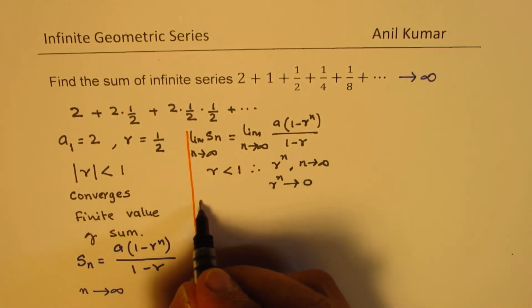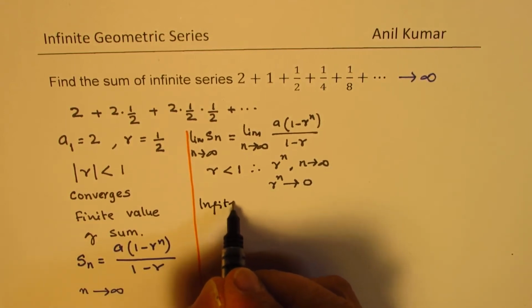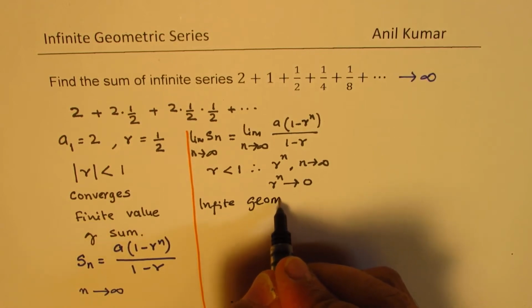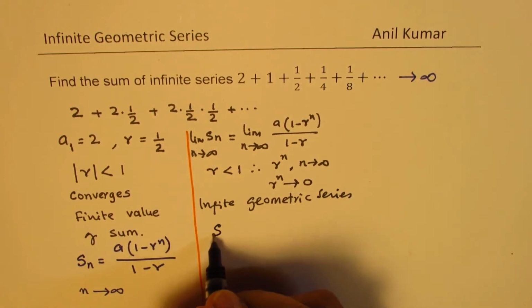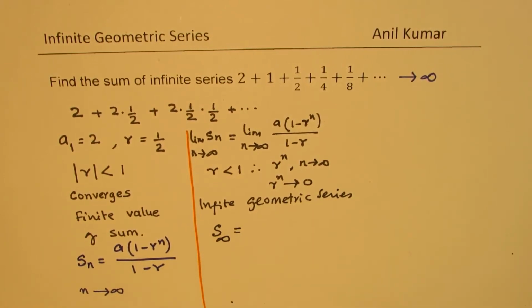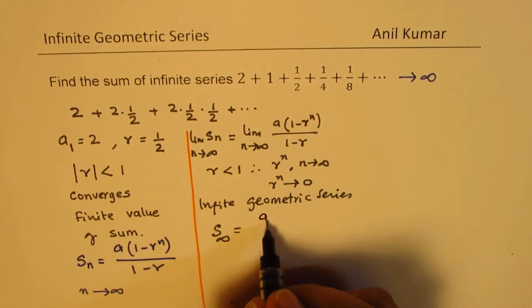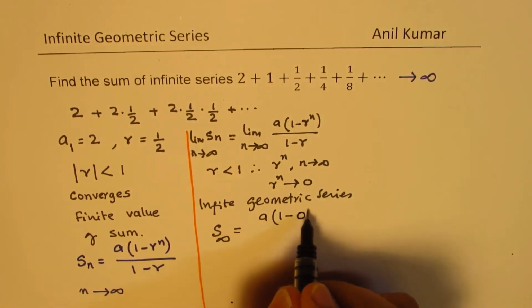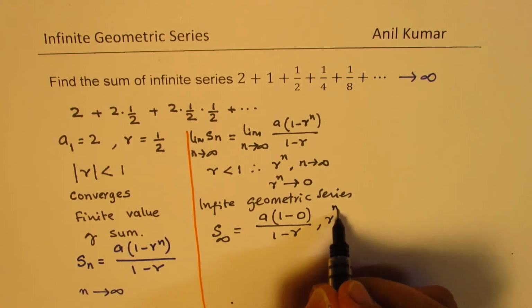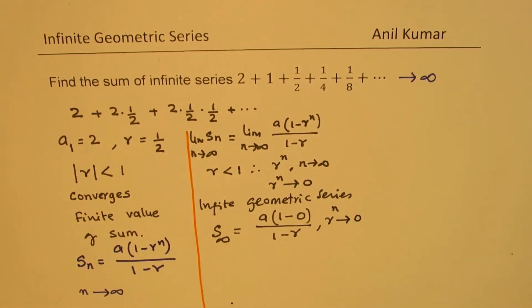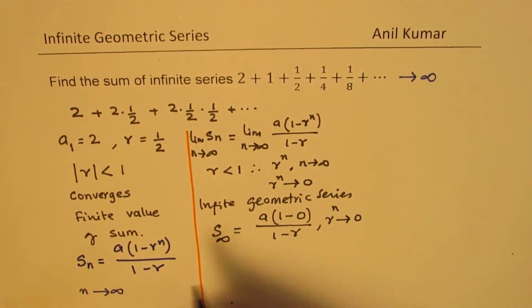Therefore, for an infinite geometric series, the sum of infinite terms we can write like this will basically be a times 1 minus 0 over 1 minus r, since r to the power of n approaches 0. You get the idea. And therefore, we get our formula for infinite series, which is very simple: a over 1 minus r. Is that clear to you? So that becomes your formula.